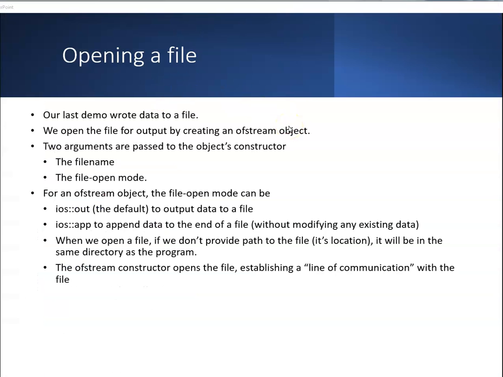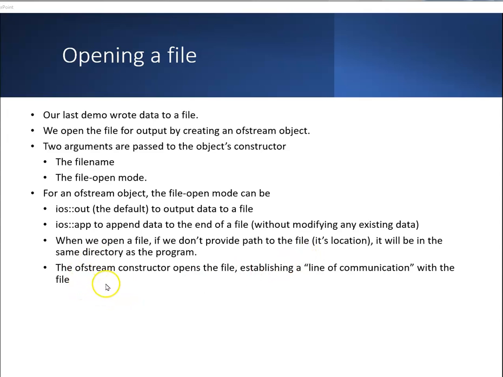So now in that last demo, we opened the file for output by creating an ofstream object. Two arguments are passed, the file name and the file open mode. For an ofstream object, the file open mode can be either out or app, which appends to the end of the file, doesn't overwrite it. Otherwise, when we open a file, if we don't provide a path, its location shows up in the local directory, the same directory as the program.